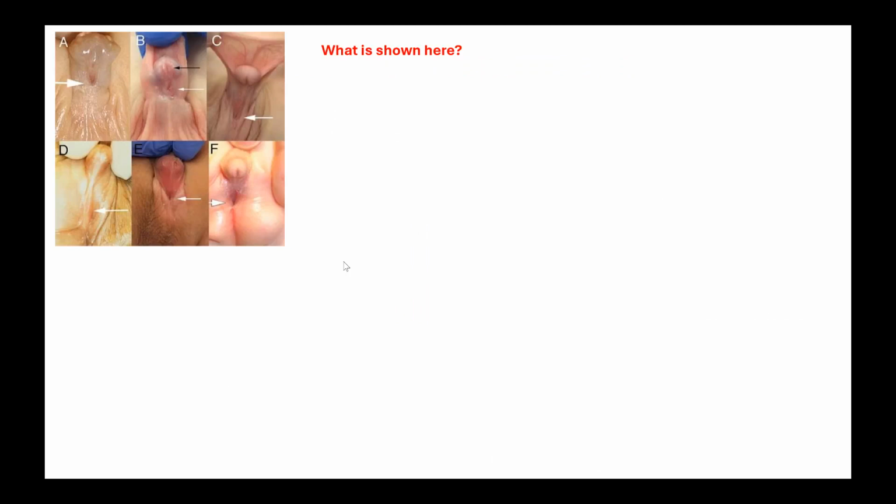This is another case scenario. What is shown here? Phimosis? Phimosis is a picture. See, there is an opening here, not in here. Hypospadias. This shows different types of hypospadias. Okay, that is another case which can be kept in the exam.